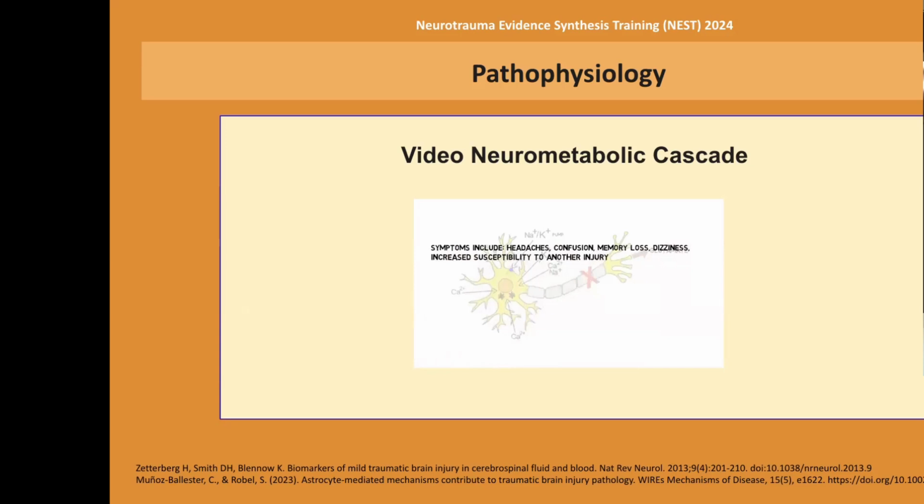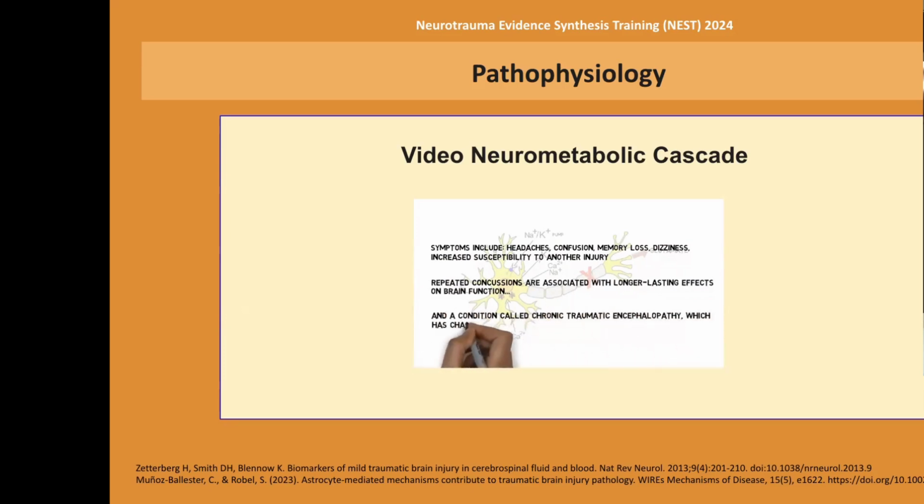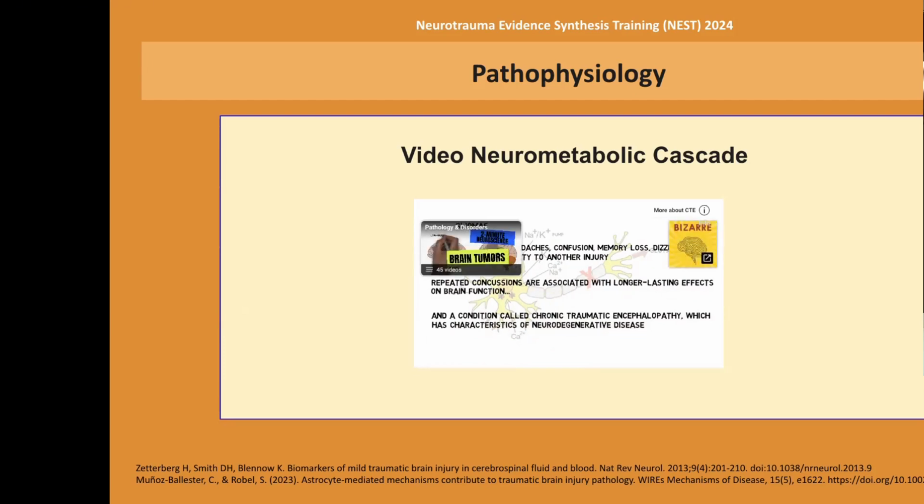After a concussion, patients may also experience an increased susceptibility to another injury, and repeated concussions have been linked to longer-lasting effects on brain function. In some cases, patients who have experienced repeated concussions may begin, often years after the repetitive trauma, to display symptoms of early-onset dementia, mood disturbances, and Parkinsonian symptoms. The resultant condition, known as chronic traumatic encephalopathy, has also been linked to the appearance of neurofibrillary tangles and amyloid plaques, which are typically seen in neurodegenerative diseases like Alzheimer's disease.